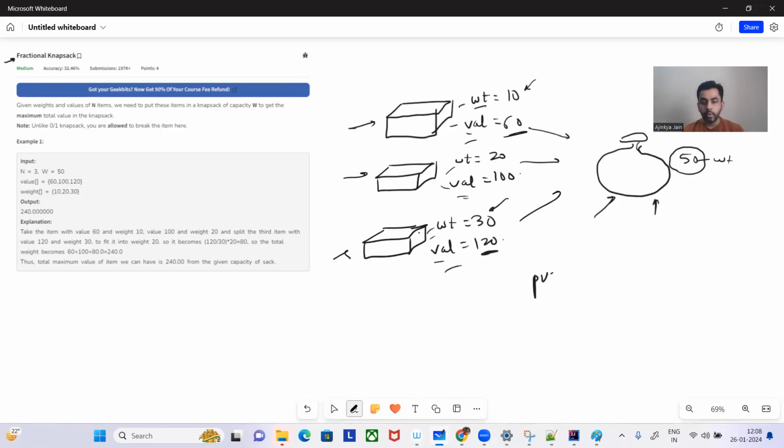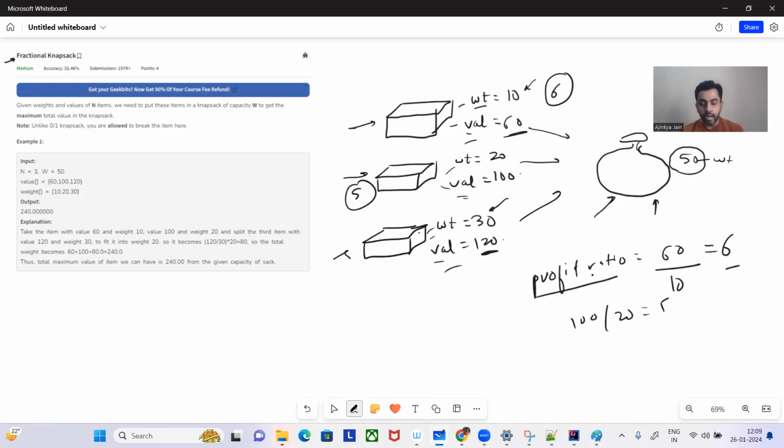Now how will we calculate the profit ratio? It will be the value of each item divided by weight. For this item, 60 divided by 10, which will give us 6. This is the profit ratio per weight unit, per 1 unit. For this item, it is 100 divided by 20, which is 5. And for this item, it is 120 divided by 30, which is 4.